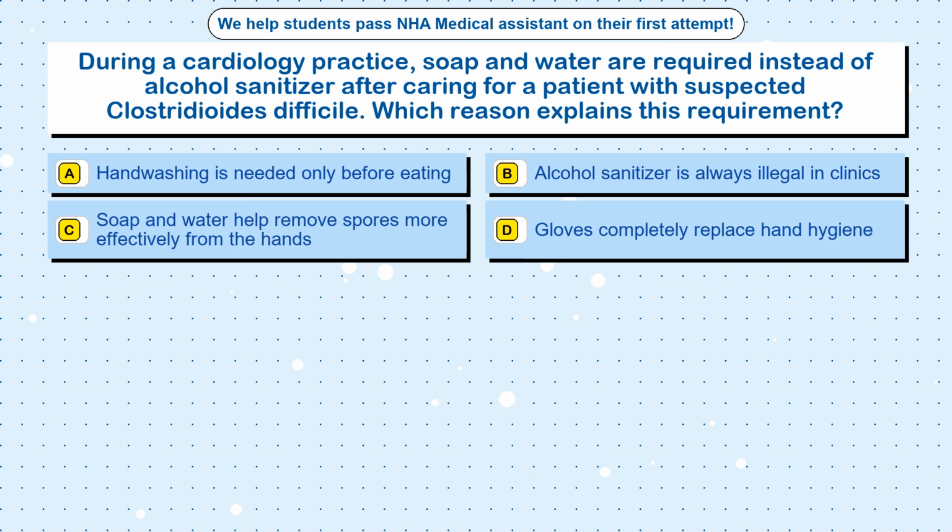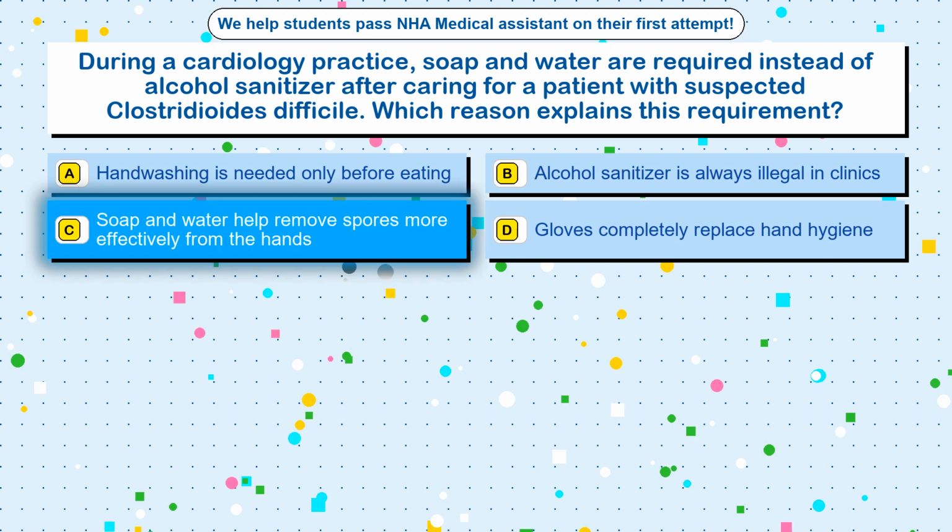Question 93. During a cardiology practice, soap and water are required instead of alcohol sanitizer after caring for a patient with suspected Clostridioides difficile. Which reason explains this requirement? Option A, hand washing is needed only before eating. Option B, alcohol sanitizer is always illegal in clinics. Option C, soap and water help remove spores more effectively from the hands. Option D, gloves completely replace hand hygiene. The correct answer is option C.